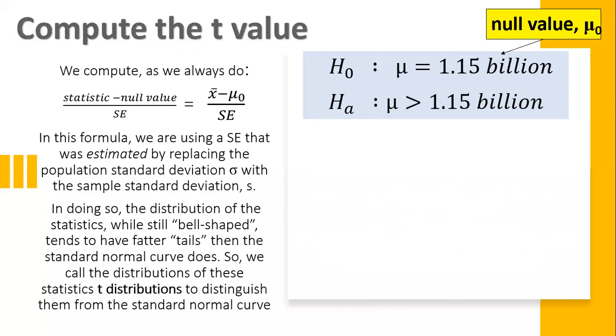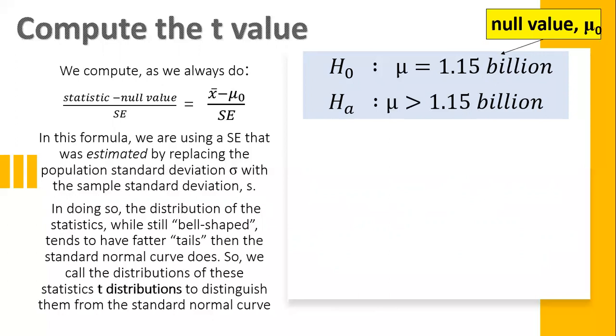However, historically, it's been noted that whenever we compute this particular statistic, because it was computed by using an estimate for the standard error that involved using the sample standard deviation rather than the true population standard deviation, the distribution of these statistics, while still being symmetric and bell-shaped, have been noted to have fatter tails than the standard normal curve does. So because of that, we give these distributions a slightly different name.